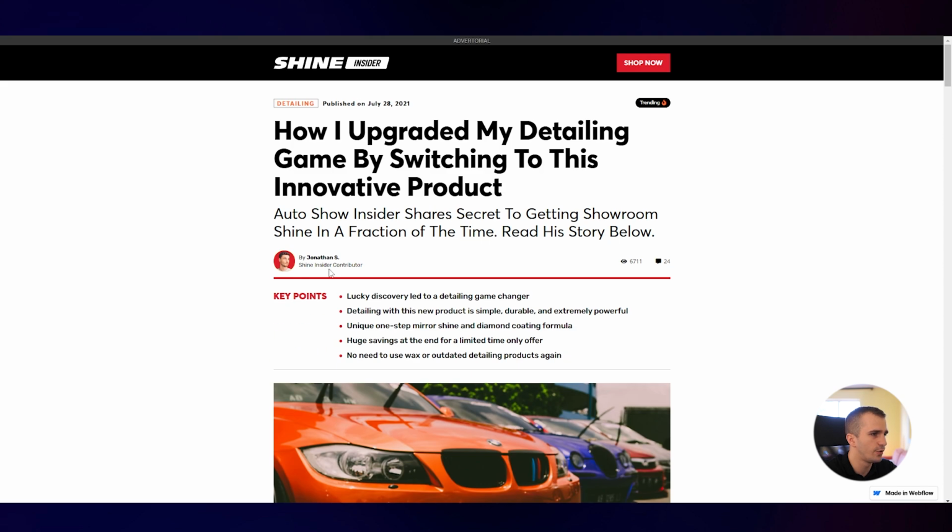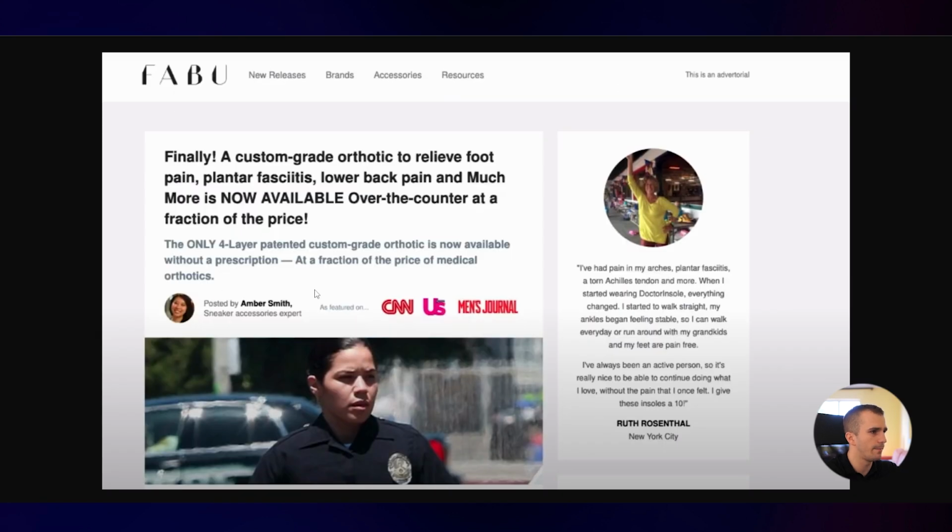You can see here how they have this by Jonathan, the image of him and all the stuff. Then on this one, posted by Amber Smith and the image of her. And that way, when you have the name of the author and the image, it just feels more like a blog post rather than just a landing page that will eventually sell. So for that reason, I think by testing this, having the image of the author, that will just feel more like a native blog post where they learn and then they are being sold to. So yeah, that's the second thing.